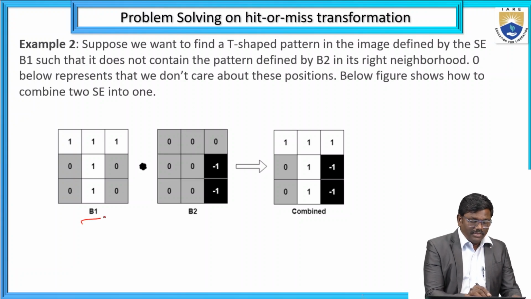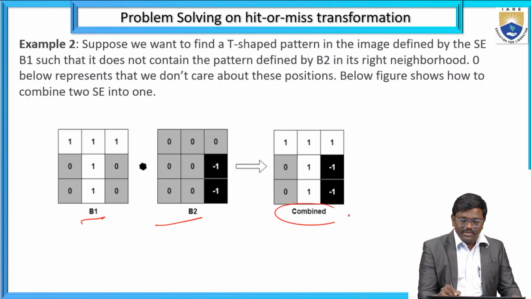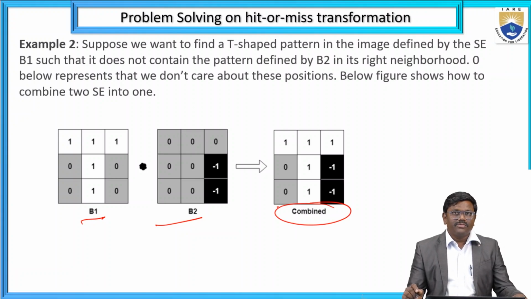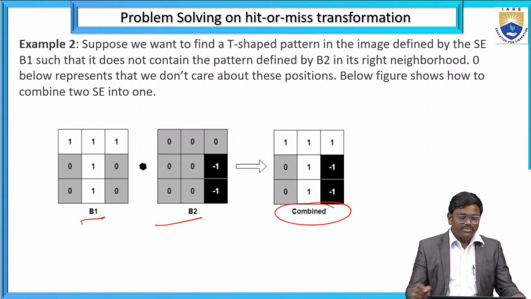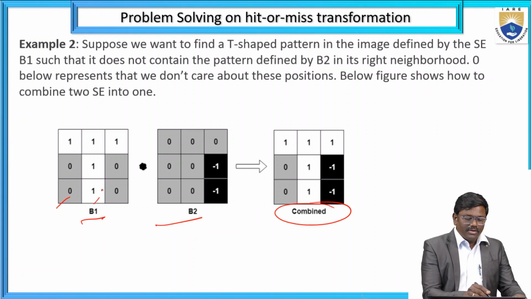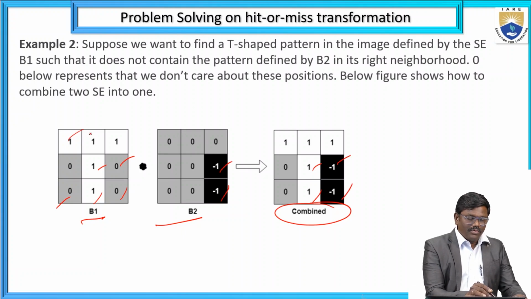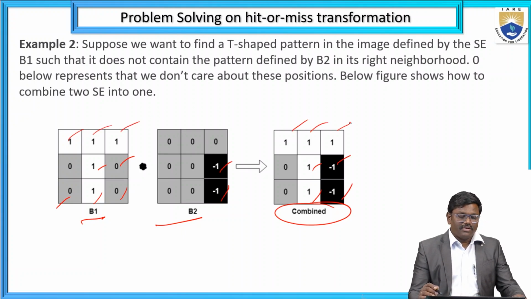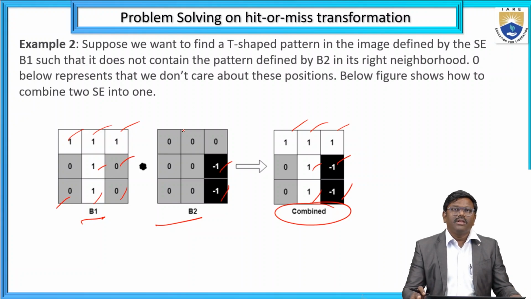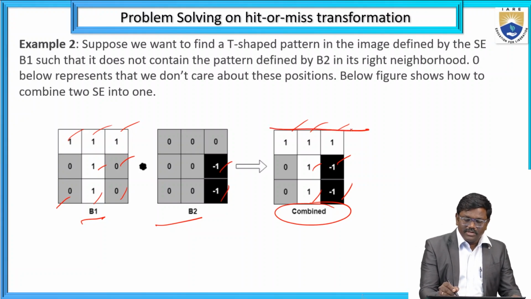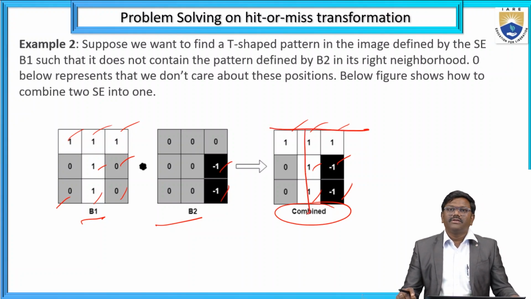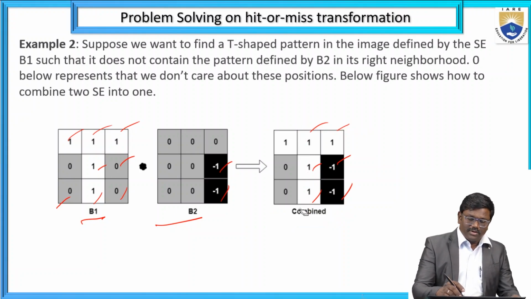So B1 is combined with B2. You see now 0, 0, 0, 0 means don't care. 1, 1 here, 1, 1. 0, 0 here, minus 1 will become minus 1. Here 1, 1, 1. Here 1, 1, 1. And 0. What do we mean by 0? 0 represents don't care. So that means you see now it becomes a T shape. That is what we have to understand.